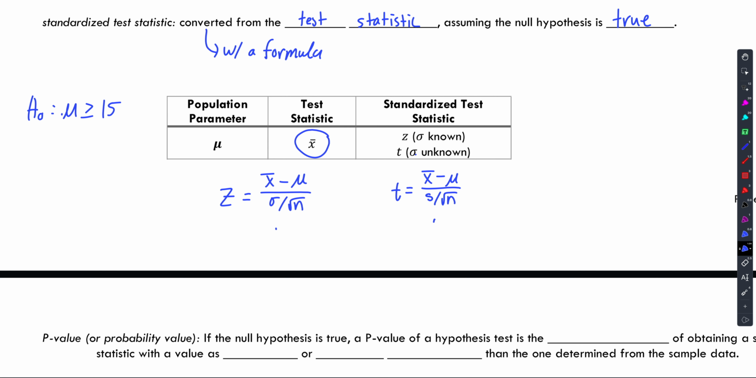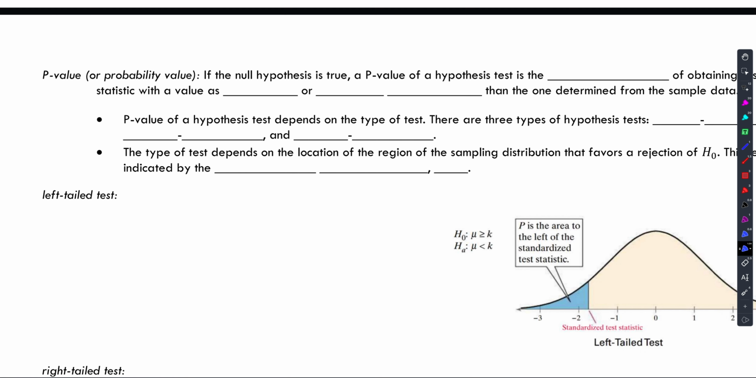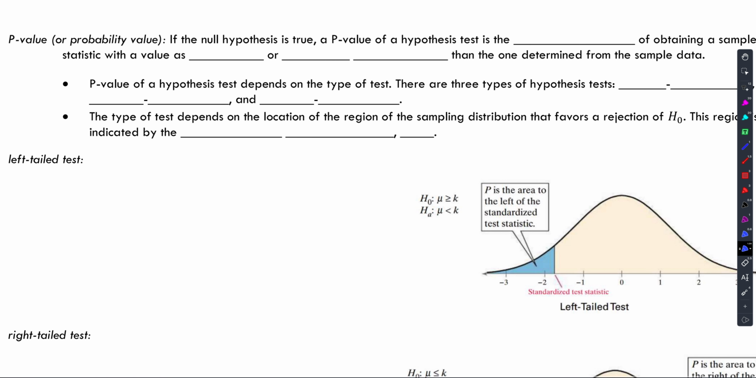So what does this help us do? We're about to talk about that. The standardized test statistic helps you find what we call our p-value, or probability value. So p stands for probability. Okay, so what is a p-value?